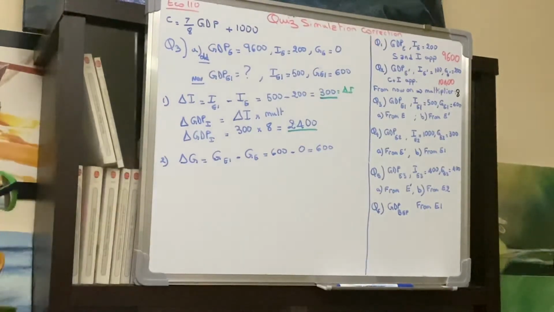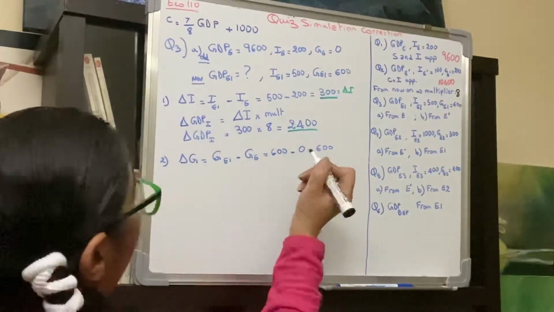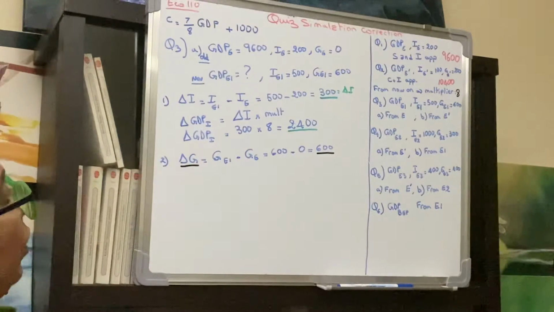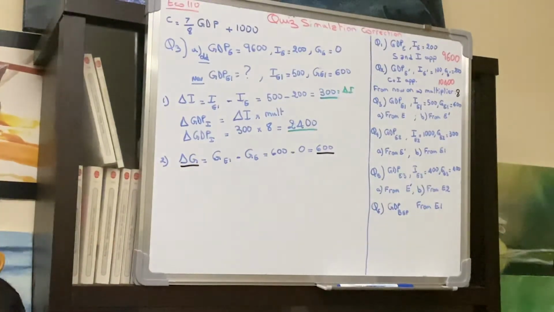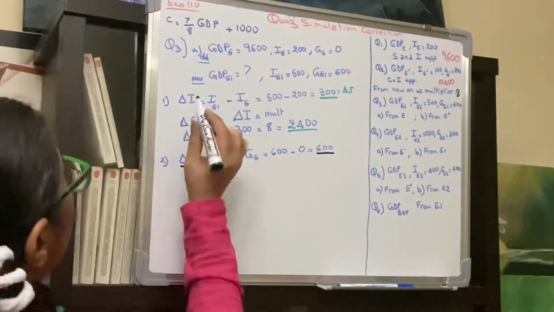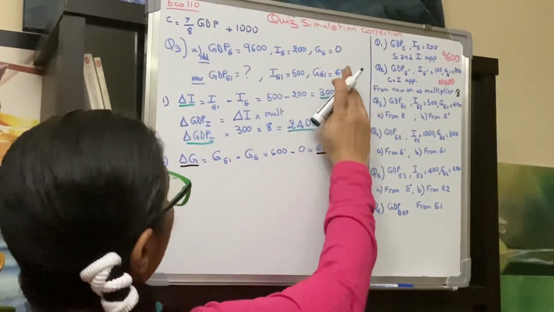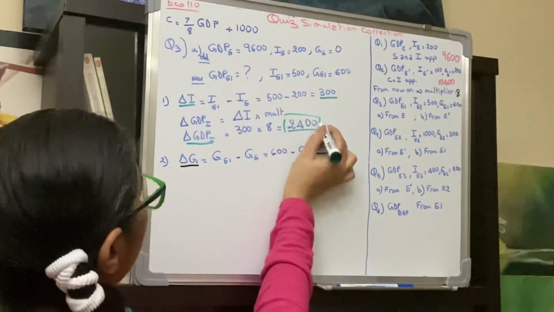And this one, I'm going to use the black in order to show you that it's delta G. We're talking about G. Here it was everything in green. I don't need this one anymore. That's delta GDP.